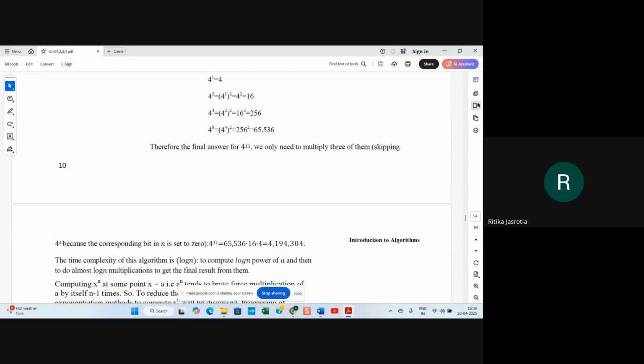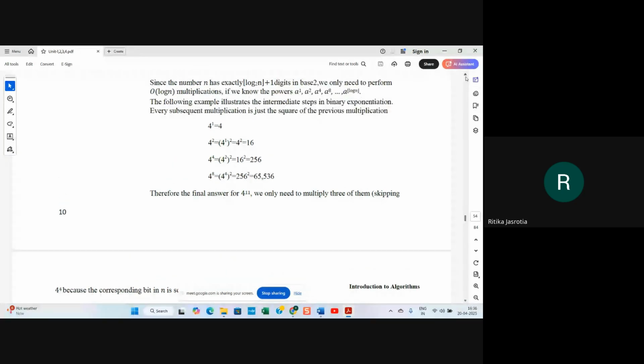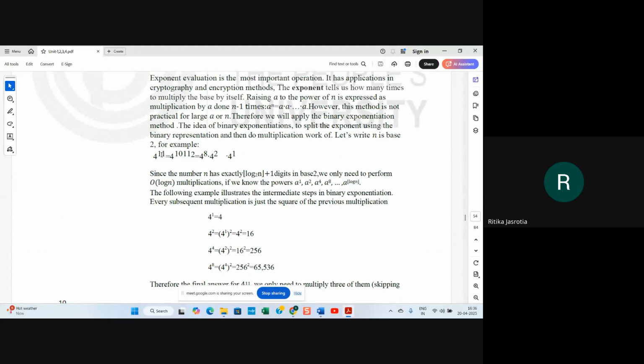They are distributing the exponent. The 4 to the power 11 has been distributed and made like 4 to the power 8 into 4 to the power 2 into 4 to the power 1, which is making 4 to the power 11 actually. So you calculate 4 to the power 8. So 4 to the power 4 to the power 2, right? So square of 256, and the square of 4 to the power 2, that is 16 square, will be 256. So this one we will skip because we don't require it.